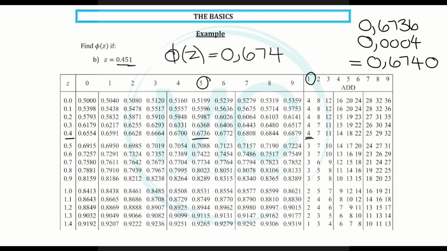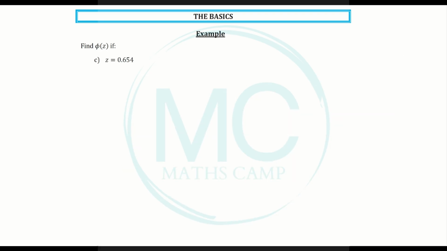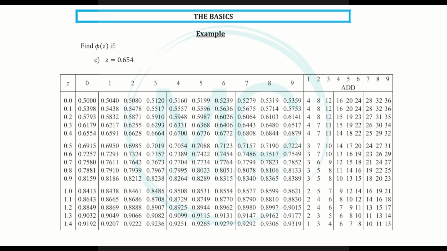Let's do one more. Here our Z score is 0,654. So let's take our table. We have 0,6, which sits over here. Then we need a 5. Go down to probability, 0,7422.